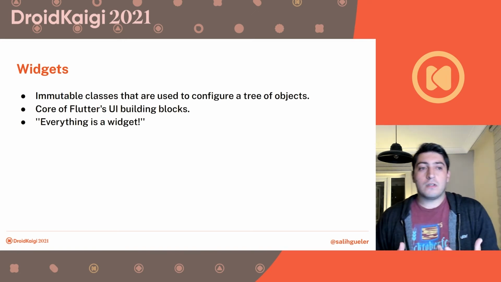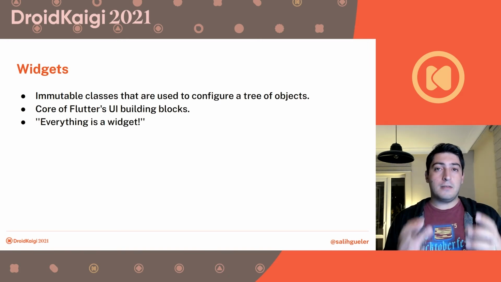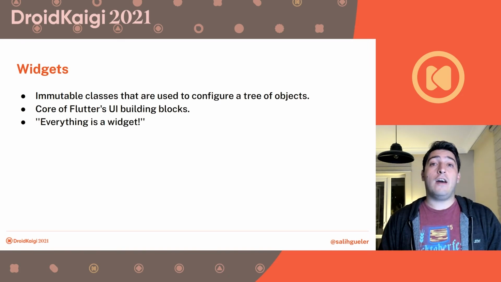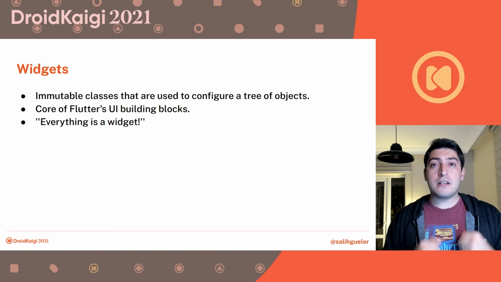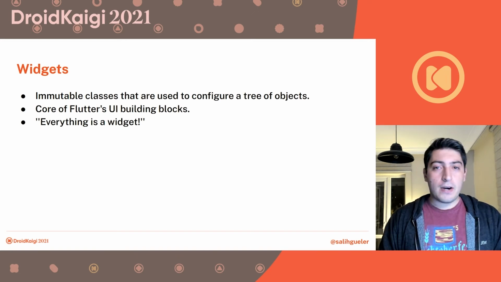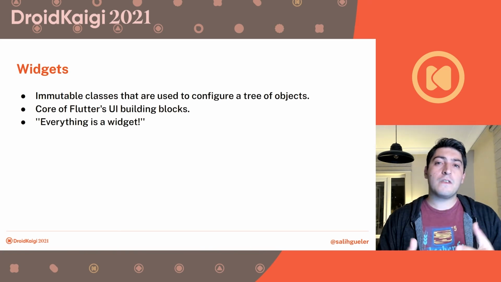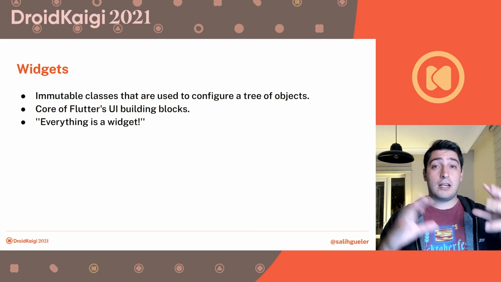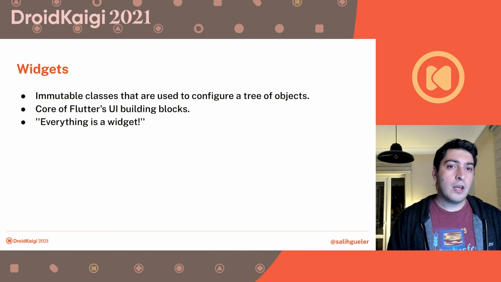Widgets are immutable classes that are used to configure your UI. They are simply building blocks that you can put together like Lego and actually make something out of it. Flutter's motto is everything is a widget. This is a way to simplify things for beginners, to help them understand how you can compose things together and make something work.